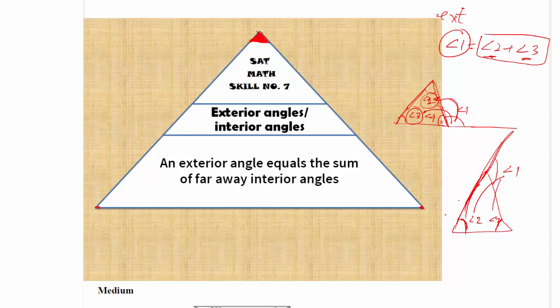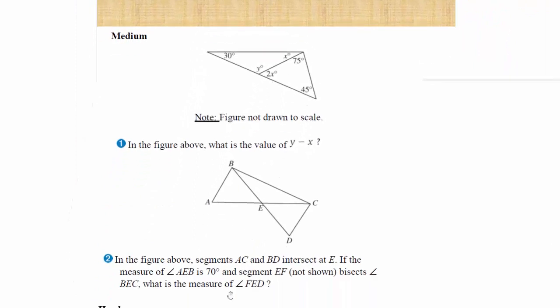Now let us try to use this skill in questions very similar to the questions which come in the SAT. You have a medium level question here, and the figure is not drawn to scale. You have two triangles connected together, and it asks what is the value of y minus x. You are given nearly 4 angles: 30, 75, 45, and 2x, which you can calculate by the sum of the angles of the triangle. But you have to calculate y minus x.